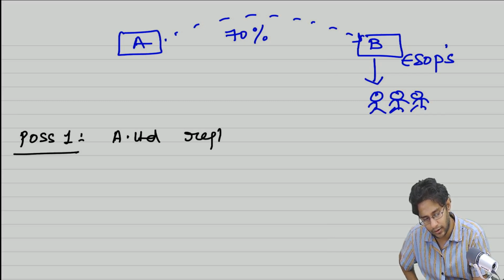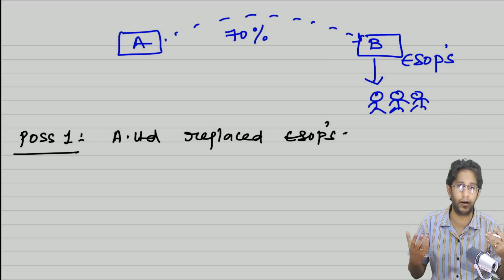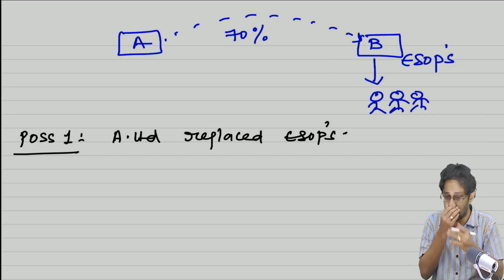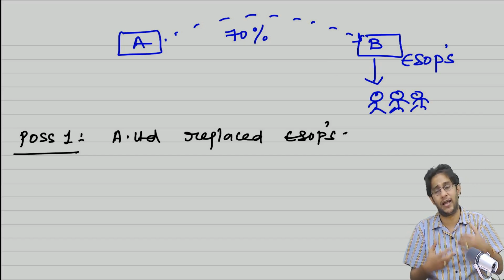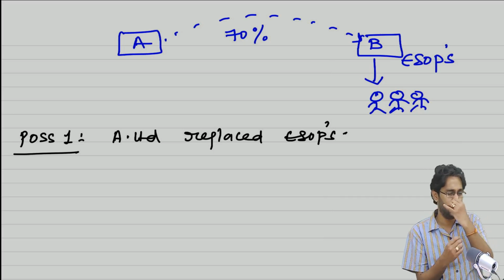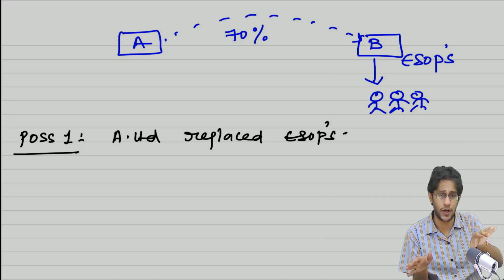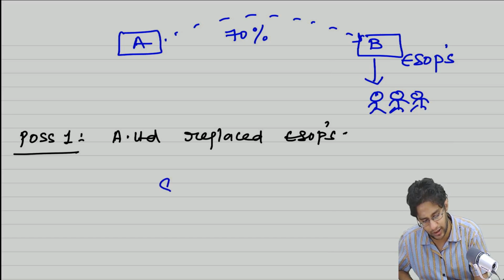A Limited replaced the ESOPs. A Limited says, I am the bigger entity, I am the flagship company of the entire group. The employees will be more motivated, more happy if they have the right to buy shares in A Limited rather than their existing right to buy shares in B Limited. So A Limited says, subsidiary company, we will cancel your ESOPs and I will issue my ESOPs. In that case, what to do? Whatever we did above, same as above.